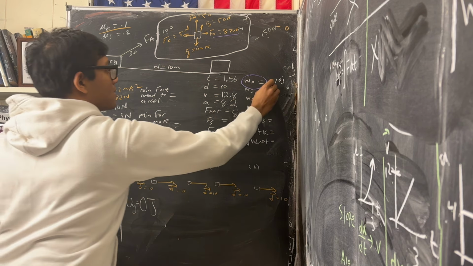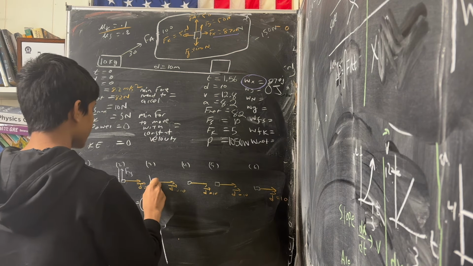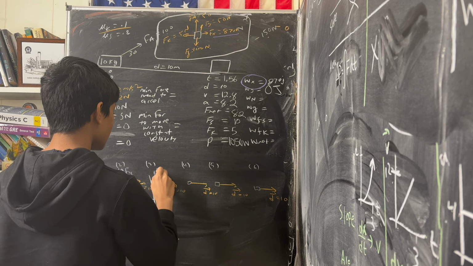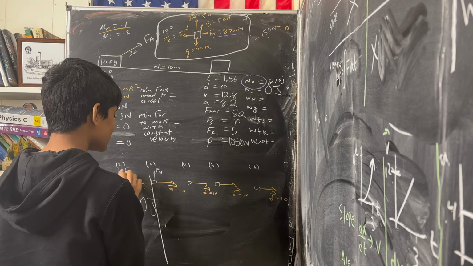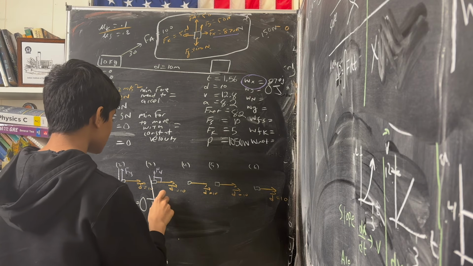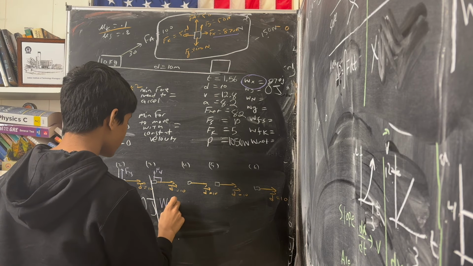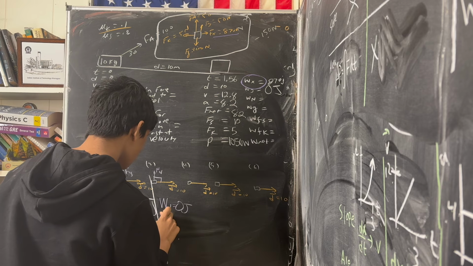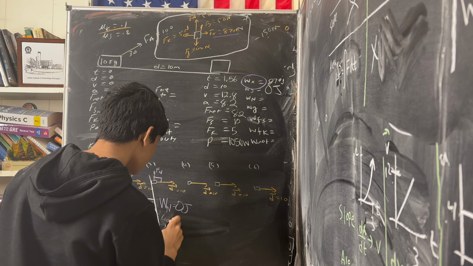Isaac, next one. This is 50 newtons in this direction. Unfortunately, the displacement is exactly orthogonal to it, which means it didn't do anything. The normal force does 0 joules of work because cosine of pi over 2 is 0.